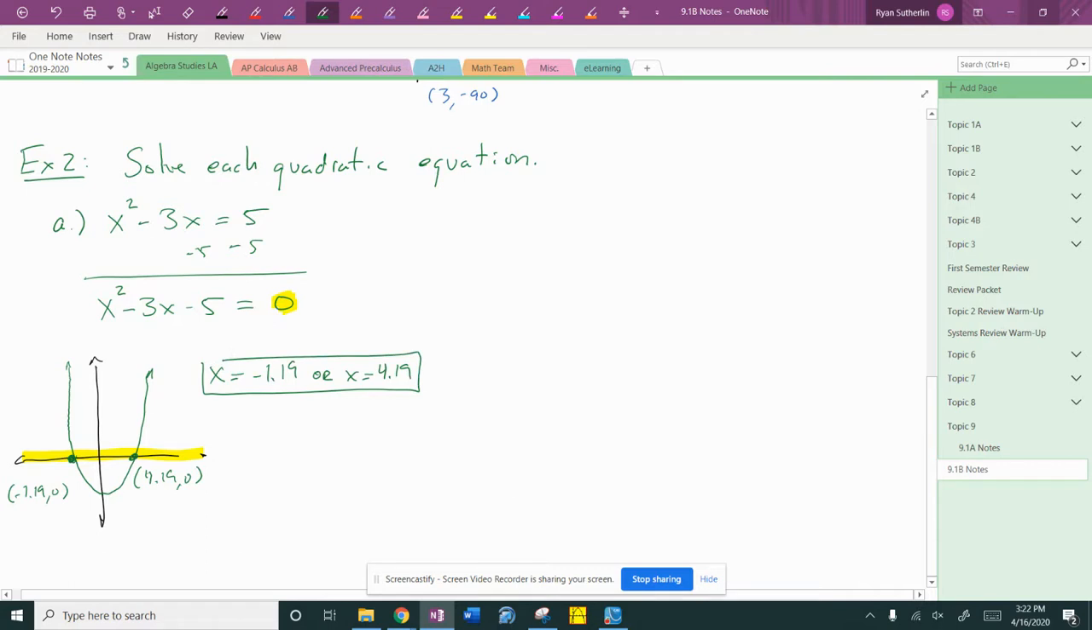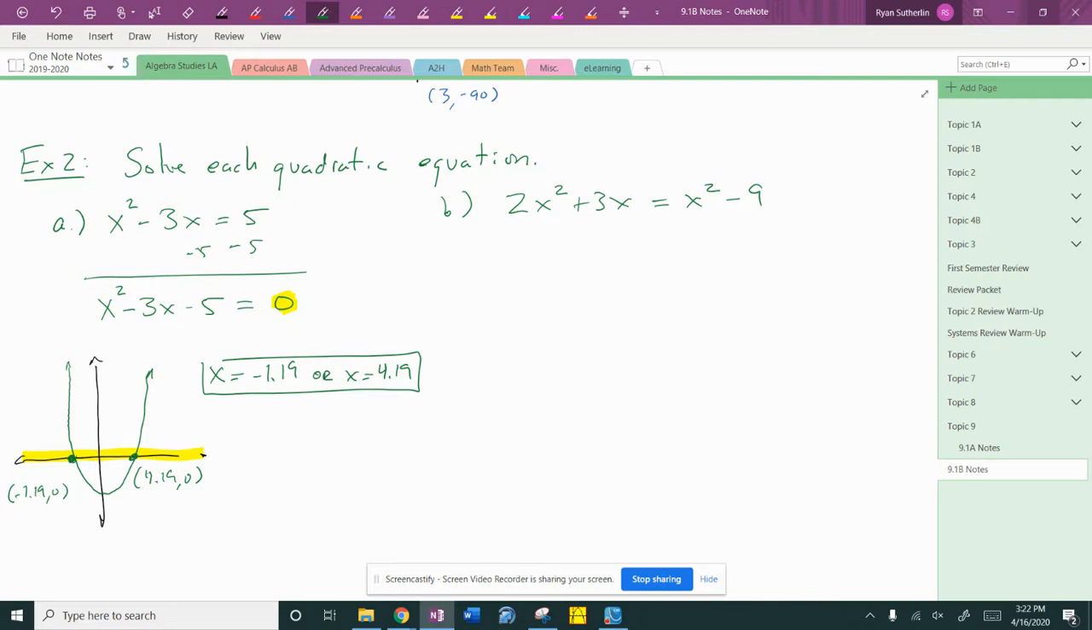Okay, let's look at a second one like this. So B. For this one, let's do 2x squared plus 3x equals x squared minus 9. So what I'd like you to do is move everything to the same side, so this equals 0, graph it, and see what the solutions to this equation are.